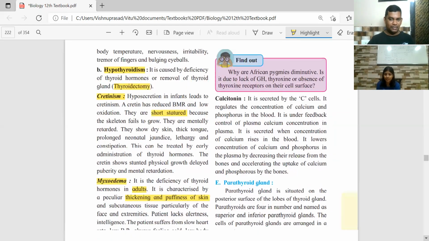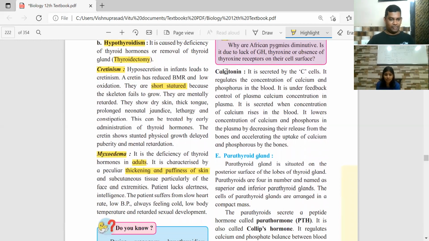Now, calcitonin. We have seen T4, that is thyroxine, and the disorders associated with it. This calcitonin is secreted by the C cells or parafollicular cells. So what is the role of calcitonin?